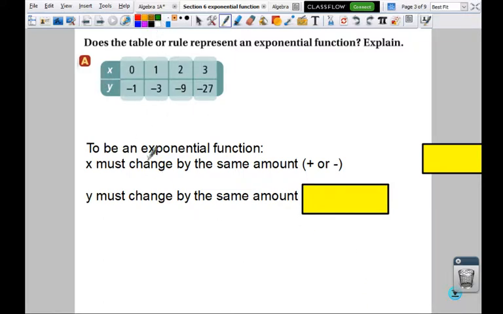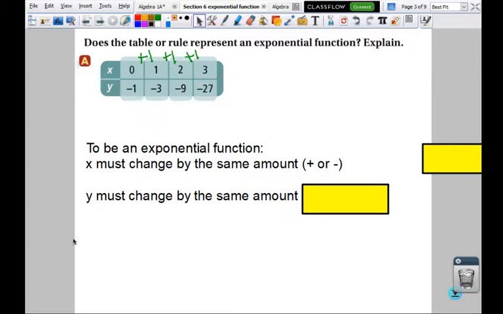So let's look at my x's here. If I'm going from 0 to 1, how much am I plus or minusing? Plus 1, right? How about from 1 to 2? Plus 1. 2 to 3? Plus 1. So my first part for this to be exponential is I am adding 1 to my x's, which is good. That's what I want. And this is what's going to usually change the most.